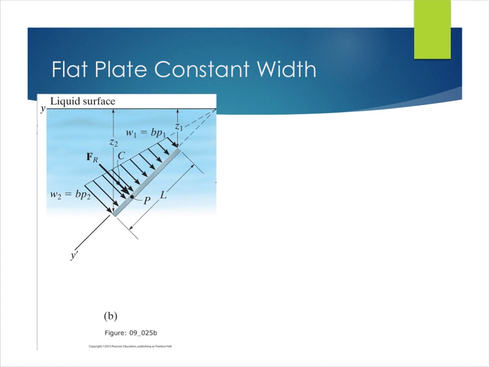So what we've done is we've taken the pressure, which was P1, which was gamma z1, but we're going to multiply it by the width of the plate.